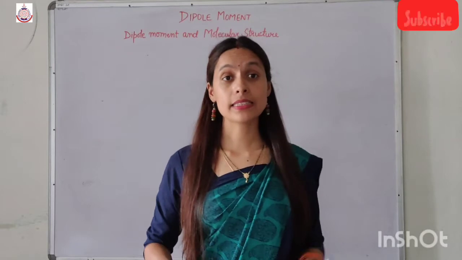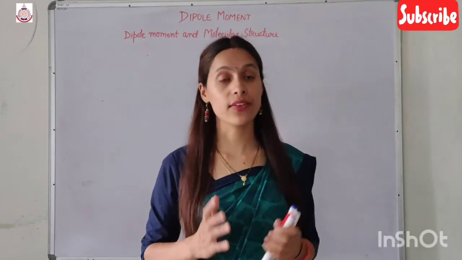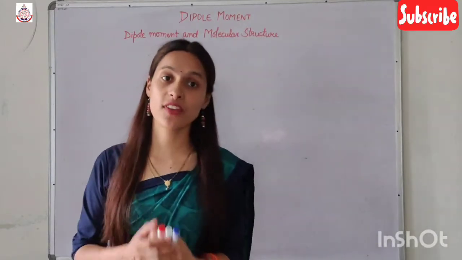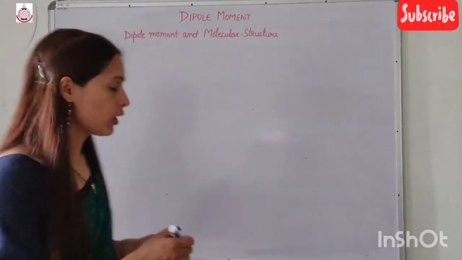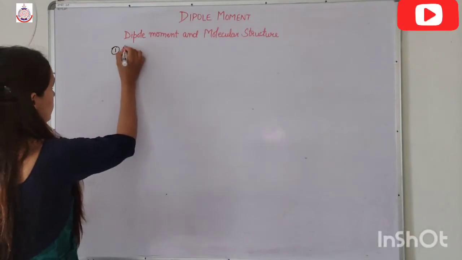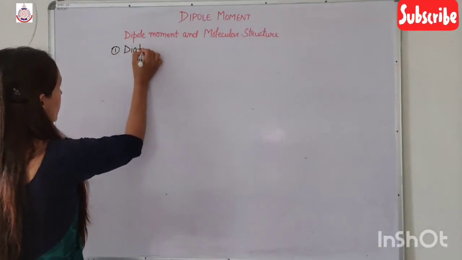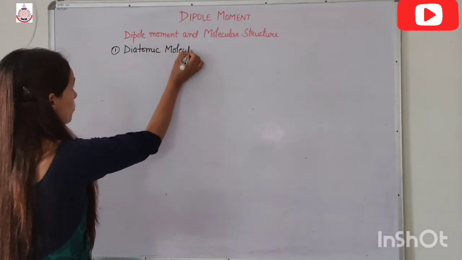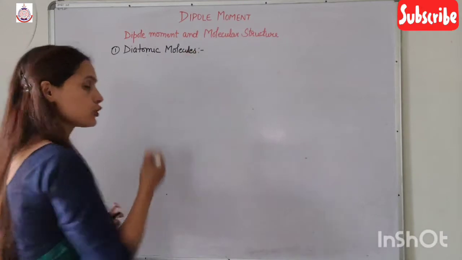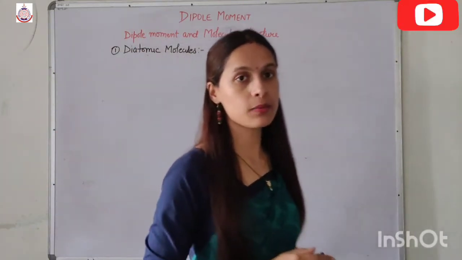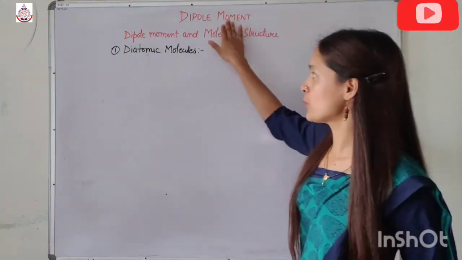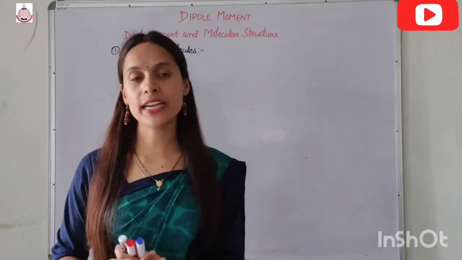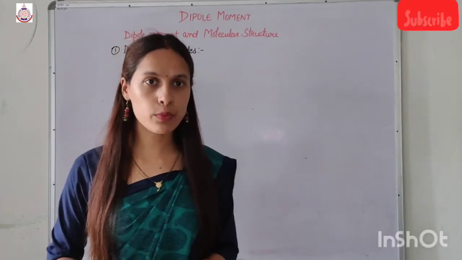Now we will study how molecular structure affects the dipole moment. That is, how the structure of a molecule affects the dipole moment. First of all, we will take the diatomic molecules. Diatomic molecules are the molecules which are made up of only two atoms. And if we talk about the dipole moment, then both the atoms should have different electronegativity. Then only we get dipole moment. Otherwise, we don't get the dipole moment.